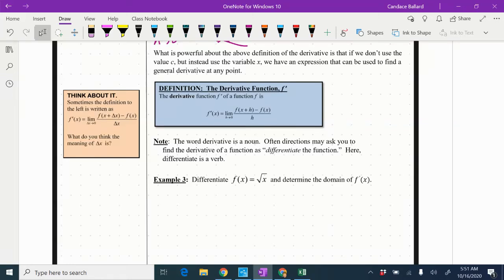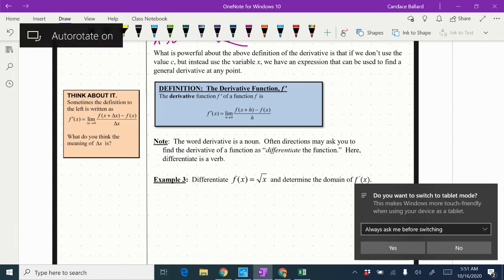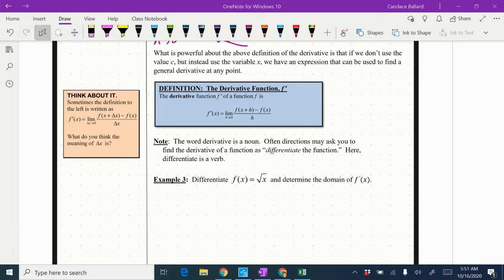So we're continuing topic 2.2 and 2.3. What we want to know about the above definition of derivative is that if we don't use the value c, but instead we use the variable x, so we're going to take that definition and put an x in for the c, we can now use this to find the general derivative at any point. Meaning I could just find it in general and then plug values in, and then I could plug multiple values in and find multiple slopes.